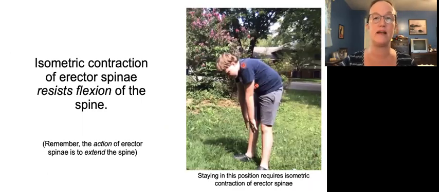Isometric contraction of the erector spinae muscles would resist flexion of the spine, would keep the spine from flexing, and wouldn't be strong enough to make the spine extend. So if Danny's going to stay in this position partway bent over, his erector spinae muscles are contracting isometrically. They're staying the same length to prevent him from either bending over or straightening up.